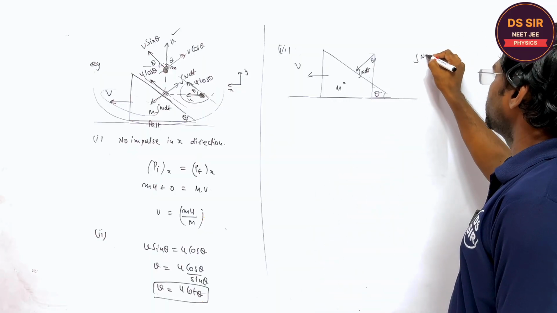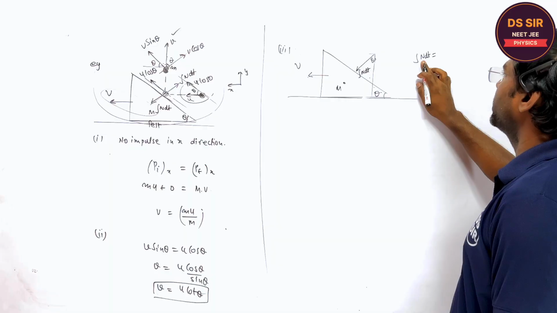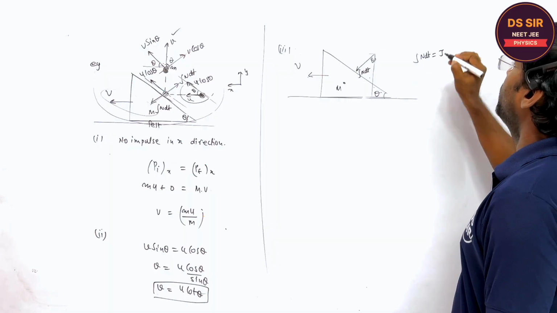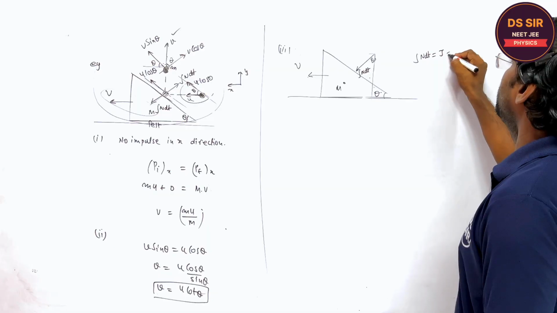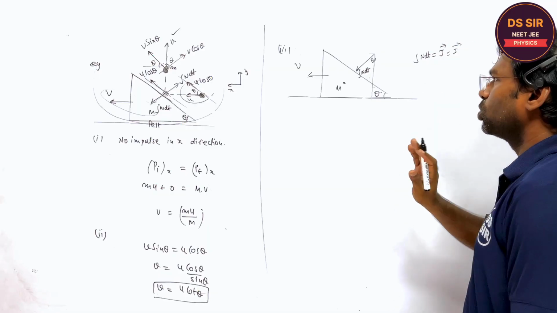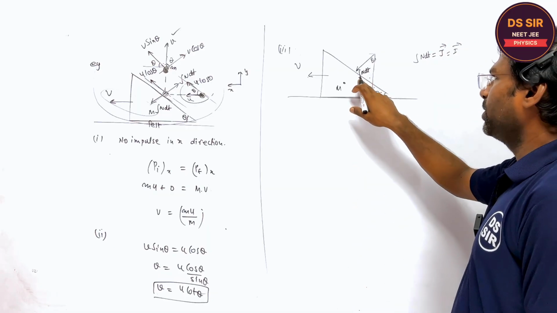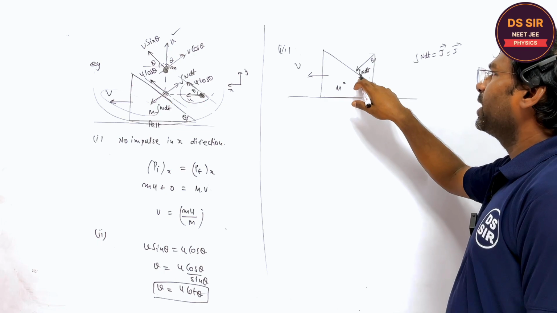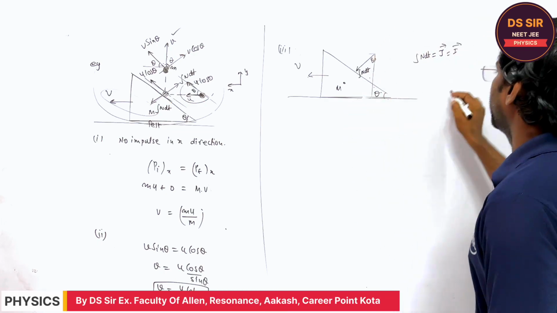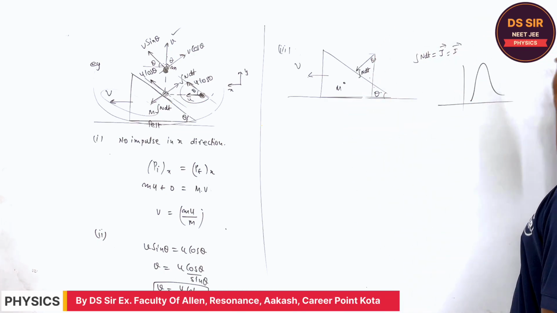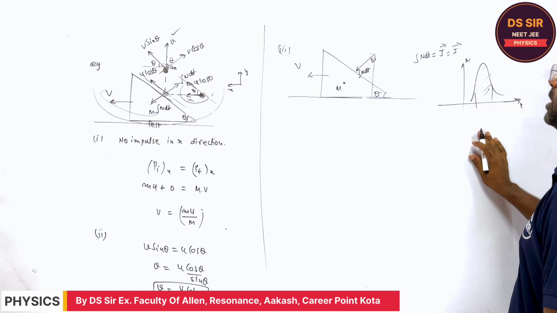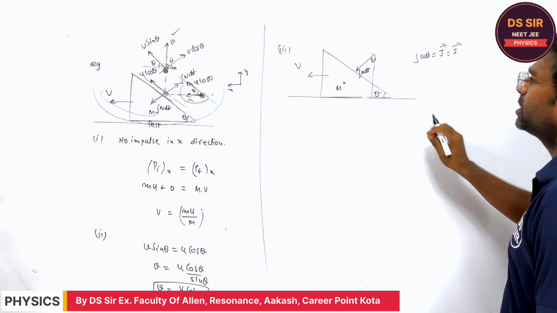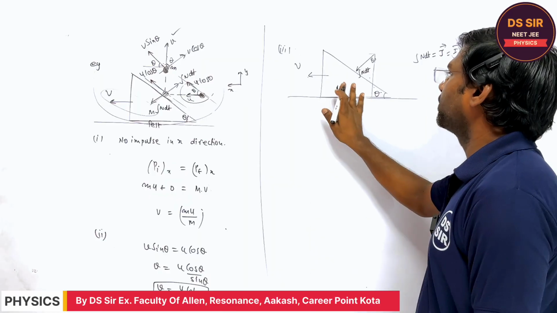Some teachers write impulse by integration N dt, or it may be written by J only. J is the impulse. Sometimes it may be written as I vector, so no difference. Most of the books write the impulse by N dt, because the normal reaction acts for a very short duration like this, and this area is called the impulsive force. So this is the impulse, which is equal to change in momentum.